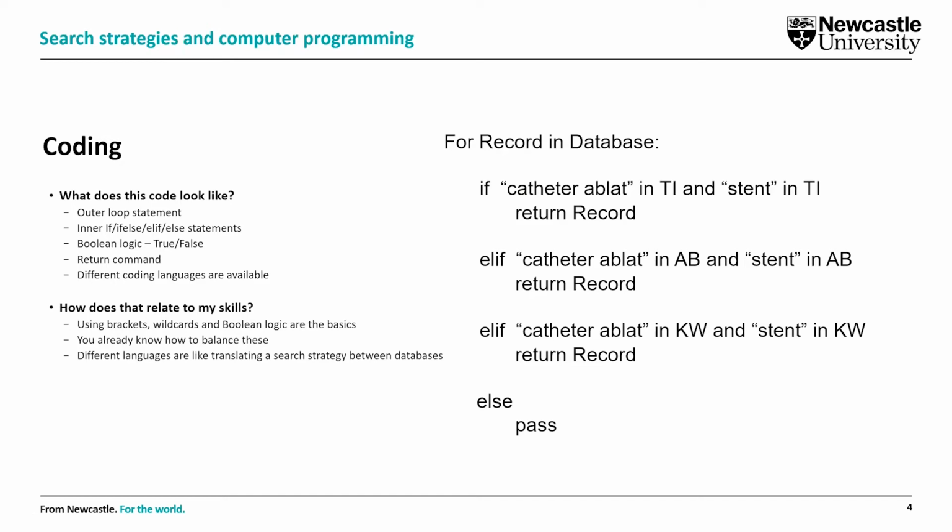But this relates to our skills already. We are so used to using brackets and wildcards and booleans, and they're really the basics of any programming language. We already know how to balance them. You know that if your brackets aren't balanced, the database will give you an error message. And this is exactly the same with computer programming. And different languages are like translating the search strategies between databases. So we know that the thesaurus headings and the wildcards will be different in different databases, and we need to be able to translate between each one to ensure that our search runs correctly in each of the databases. It's the same with different languages.